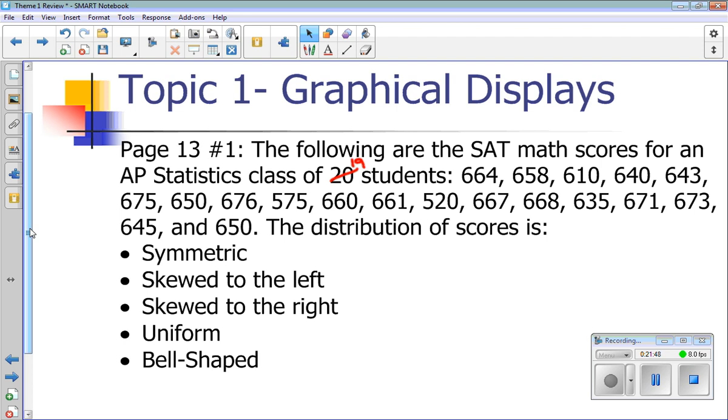What did you guys get for this though? Skewed. Skewed what direction? Left. So there's a few smaller scores, and more of the scores are higher. So I agree. Skewed left. Okay. So let's circle that one. B.